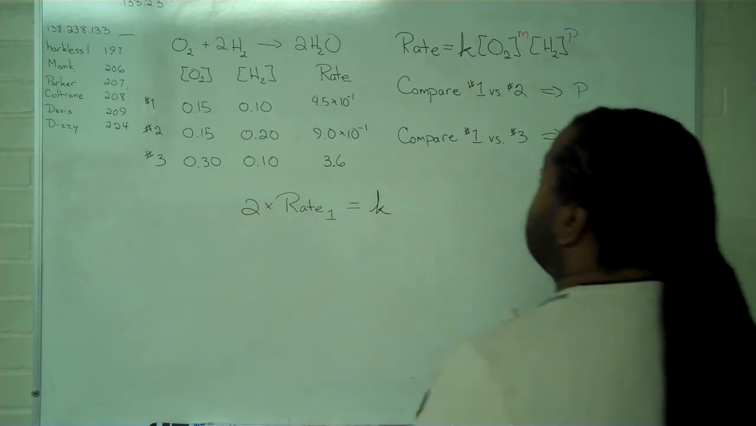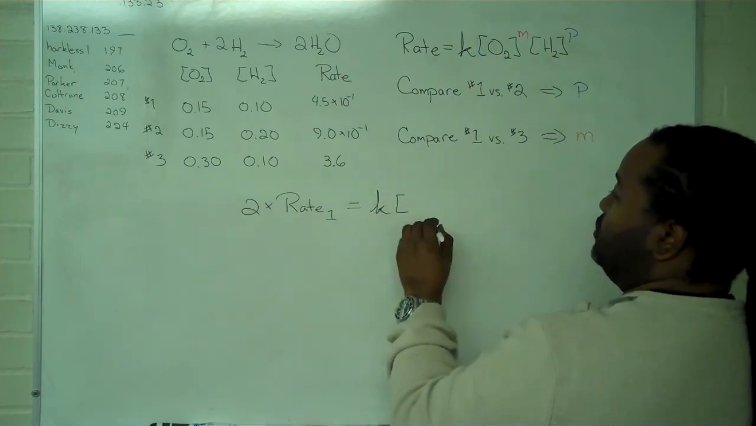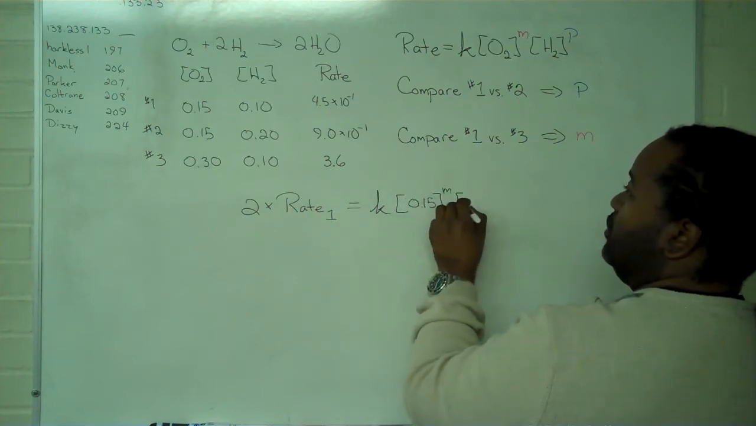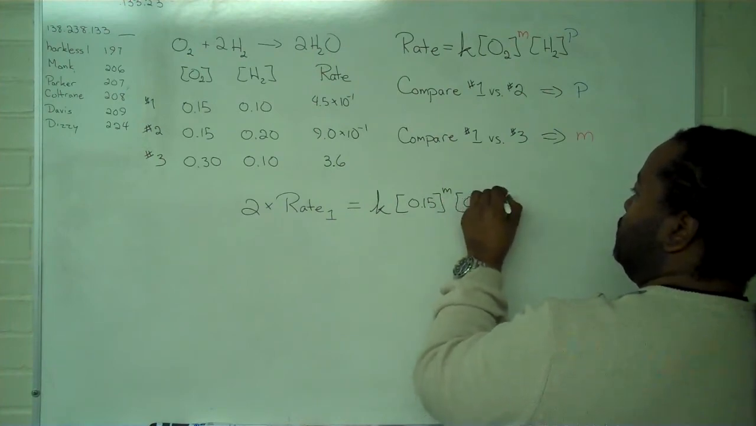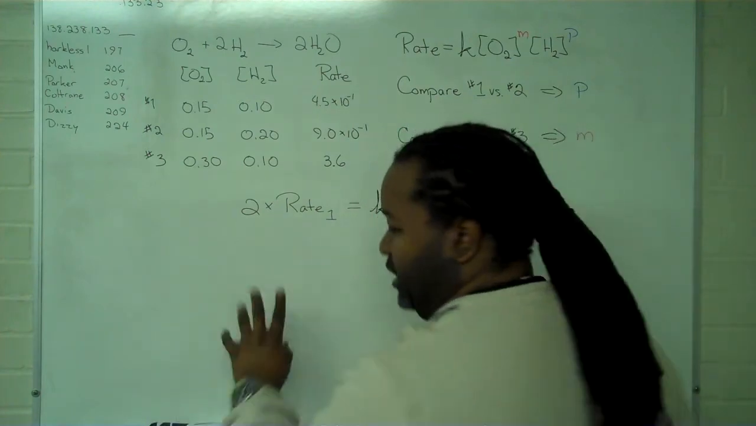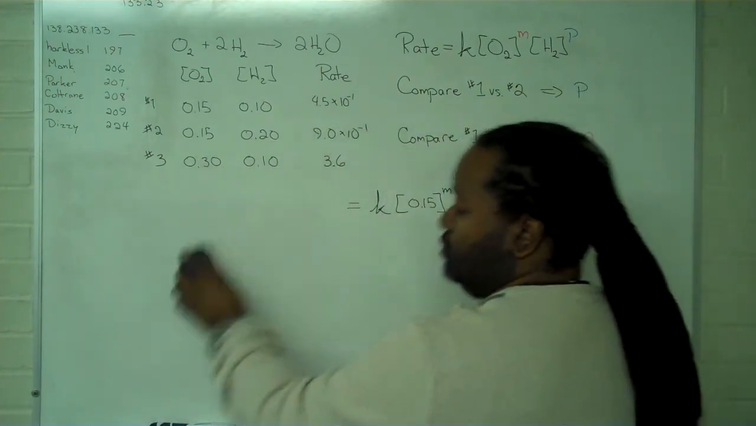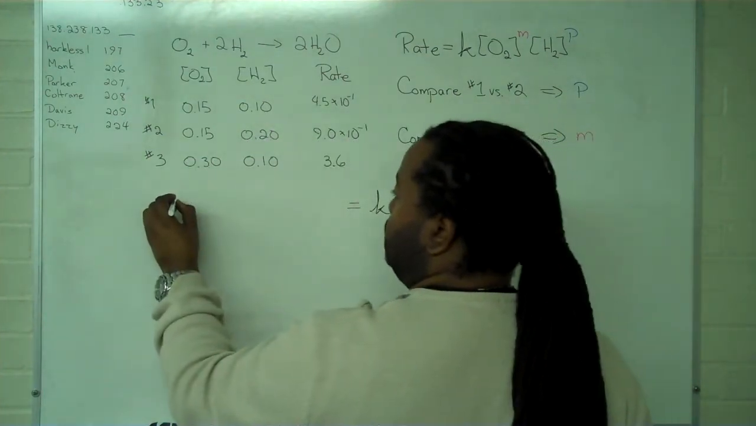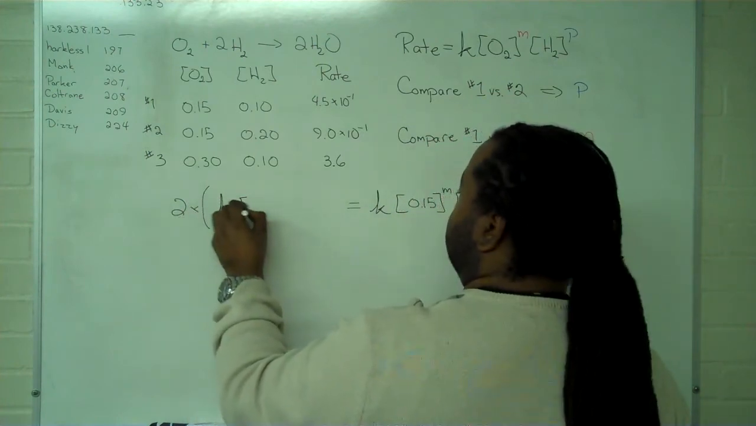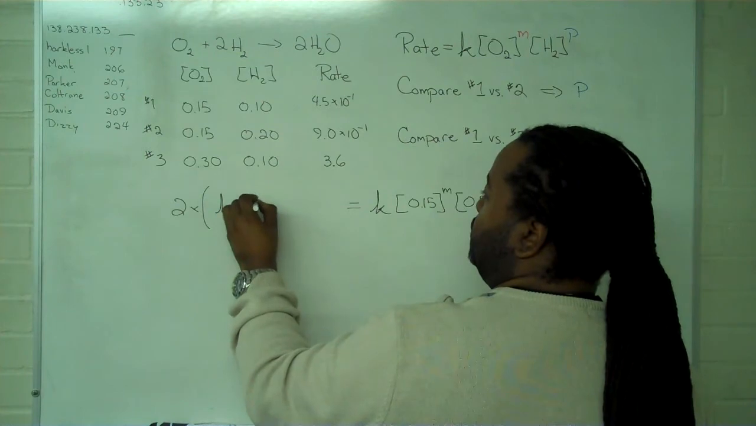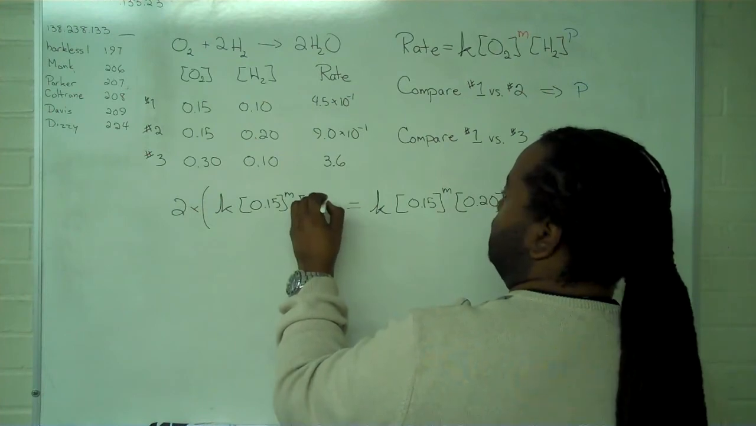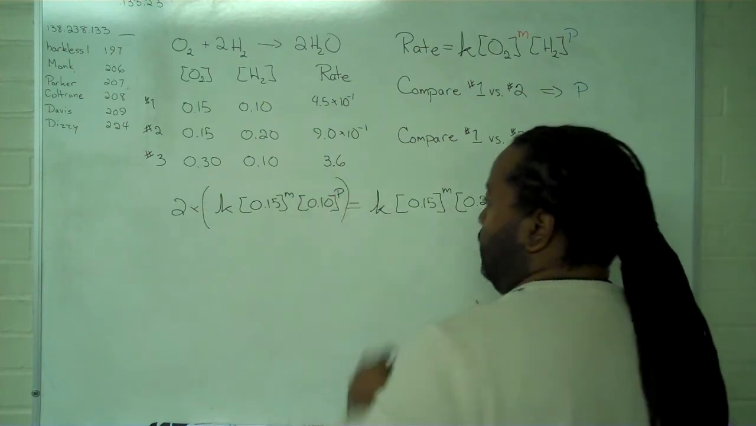We have our rate constant, we have our oxygen concentration, 0.15 raised to the M. Our hydrogen is 0.2 raised to the P. And now I can erase here, remembering that I'm doing 2 times whatever I would write out for rate 1. And so that's the rate constant. Our oxygen concentration in trial number 1, 0.15 to the M. Hydrogen concentration, 0.10 raised to the P.